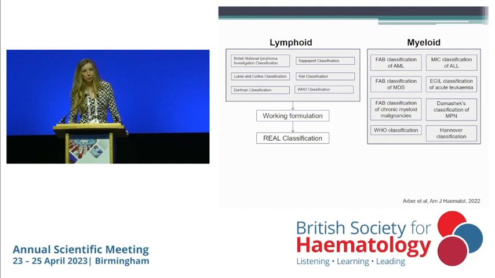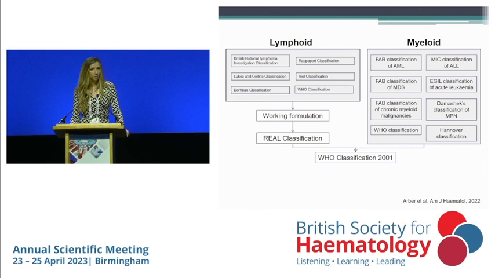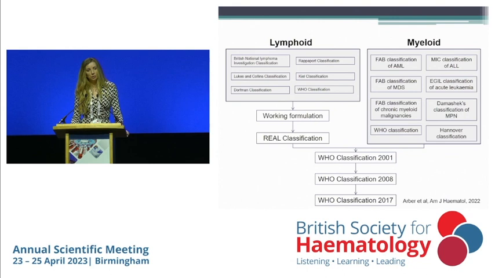And it was at this point that the WHO, who hadn't really incorporated hematological malignancies consistently into their classifications, approached the pathological groups that were involved in the REAL classification about forming the WHO classification. And at that stage, it was a great plan that they put together the lymphoid and the myeloid groups and classified them all under one classification. And since then, we've had three WHO classifications, the most recent being published in book form in 2017.